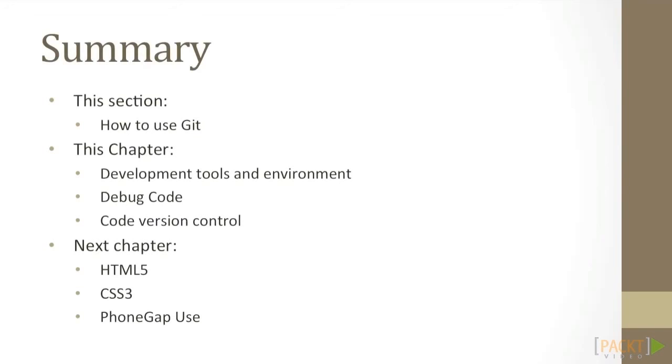In this section, we simply introduced how to use Git to manage our source code. In this chapter, we have prepared tools we will need before development. In the next chapter, we will dive into cutting-edge web technology, HTML5 and CSS3, and also explore how to use the PhoneGap API.